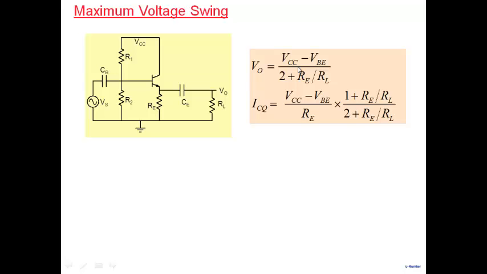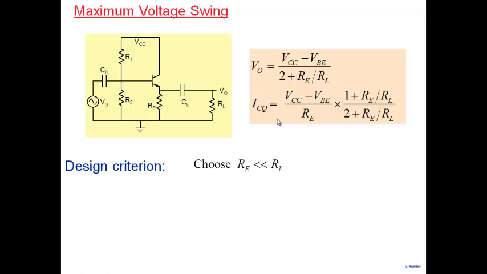So the way to proceed in design is, let's say you're given a VCC supply voltage and an RL. So VCC and RL are known to you, and what you have to do is design the amplifier for a particular value of V0. Once you decide how much V0 you want, that V0 along with VCC, VB, RL will give you a value of RE, and once you have a value of RE, you get a value of ICQ.